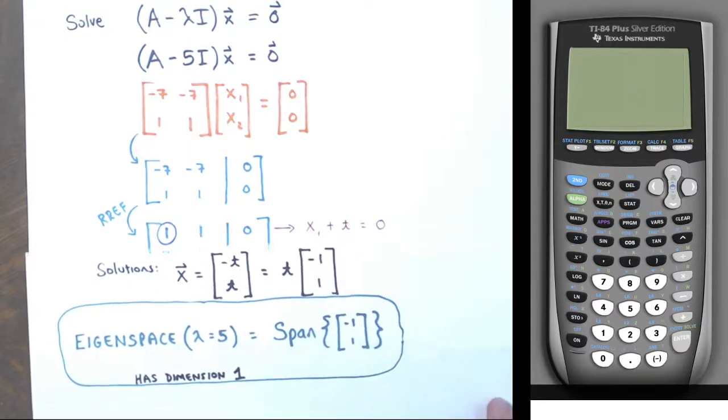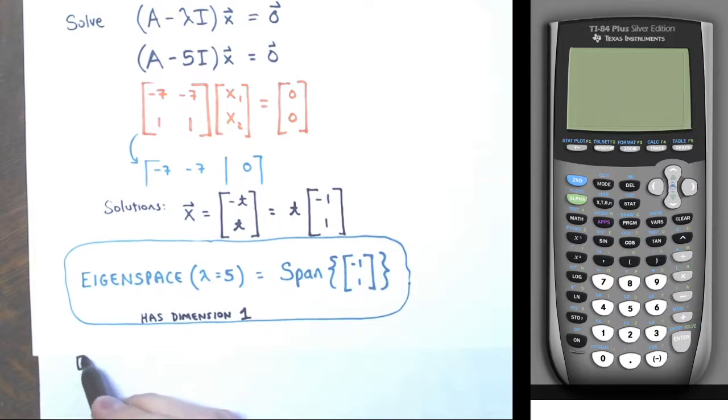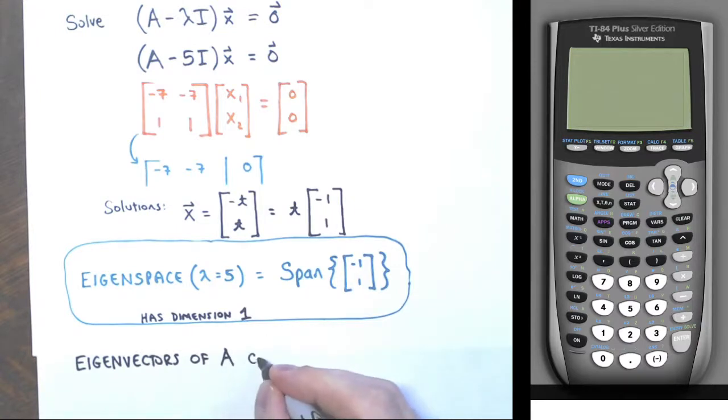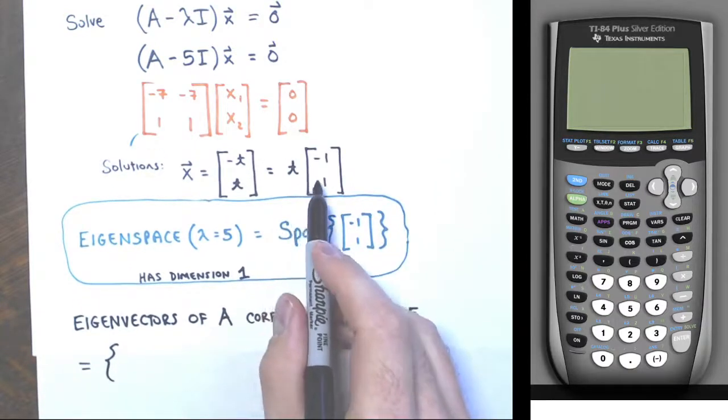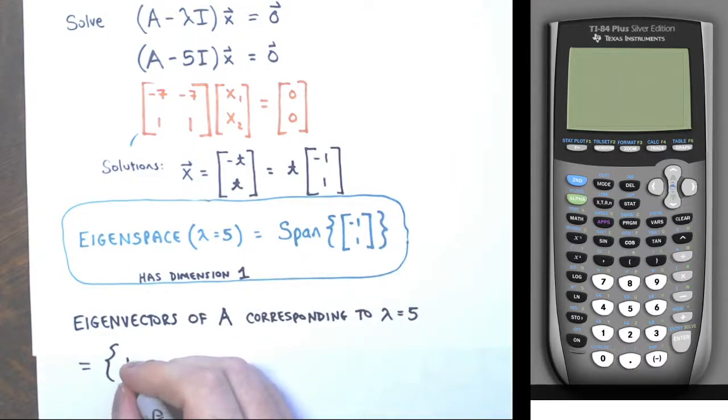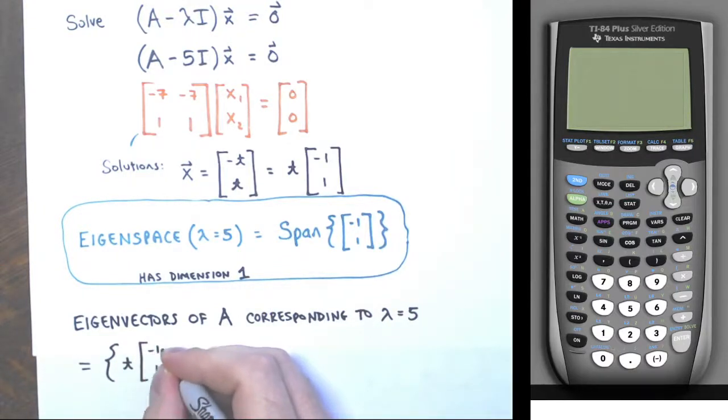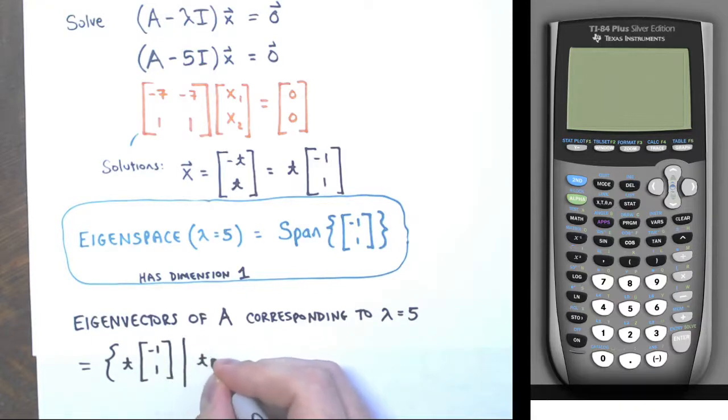And then the eigenvectors of A corresponding to lambda equals 5 are the following. They're the set of all the vectors that look like this, but just not the zero vector. All the vectors that are multiples of (-1, 1), so long as t is not 0. Just not including the zero vector.